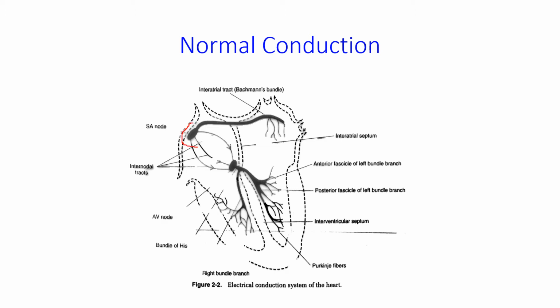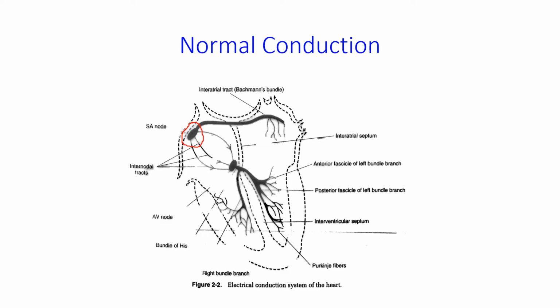Your SA node sits in your right atrium near the superior vena cava. It's composed of the pacemaker cells, and we call this the primary pacemaker. It fires at a rate of 60 to 100 beats per minute, or impulses a minute. And again, your SA node is your primary pacemaker of the heart.